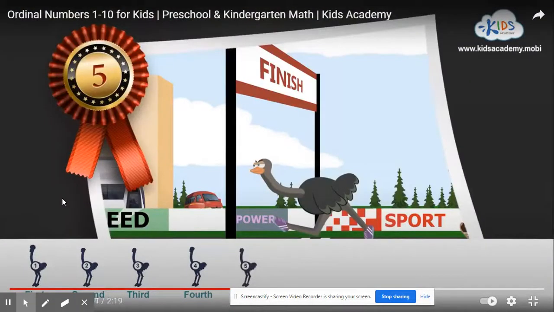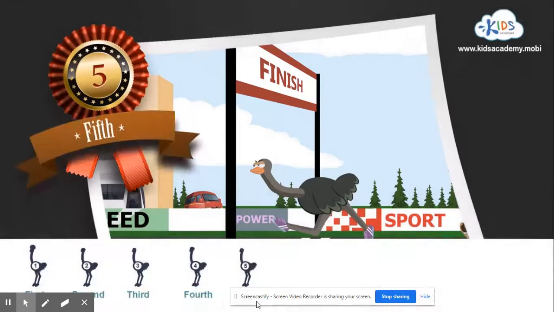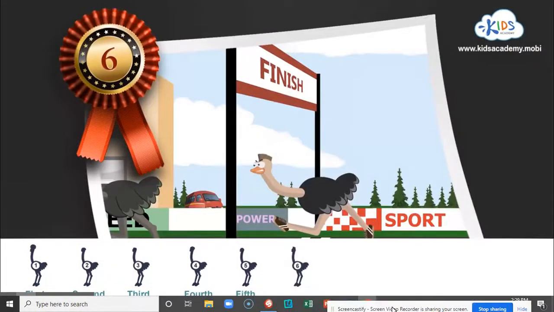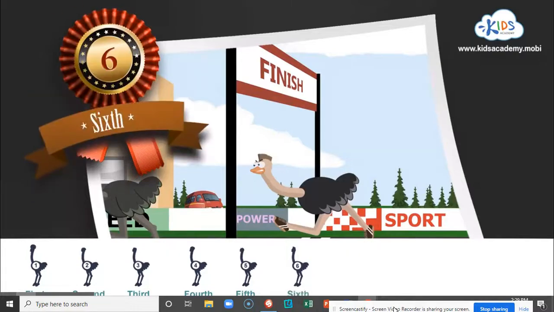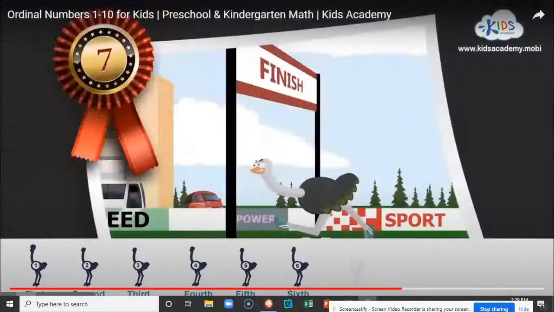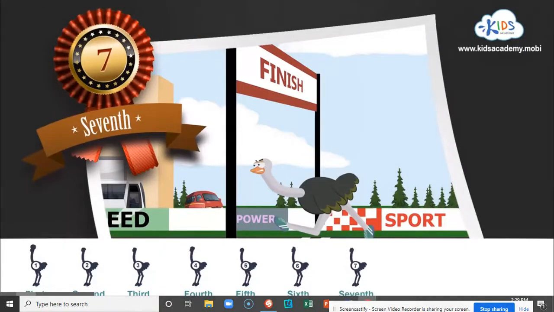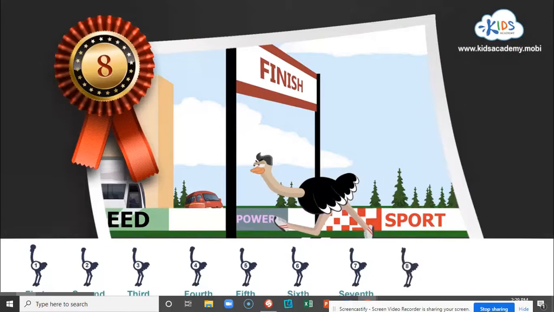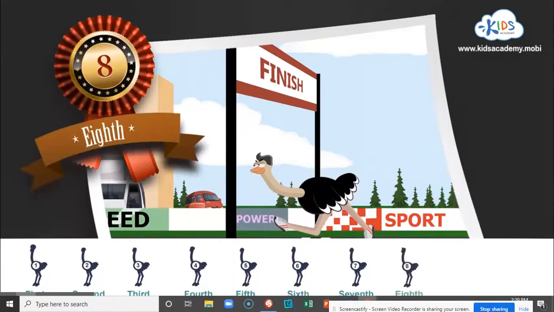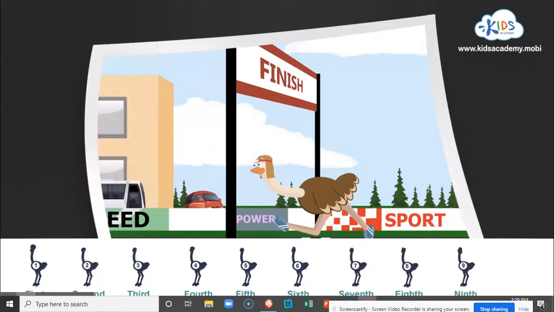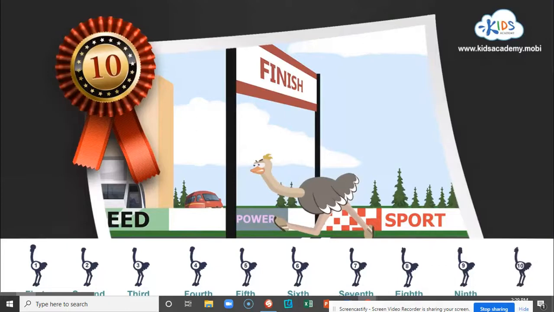Five. This racer is the fifth to finish the race. Six. This one is the sixth. Seven. The seventh. Eight. The eighth. Nine. The ninth. Ten. This racer is the tenth.